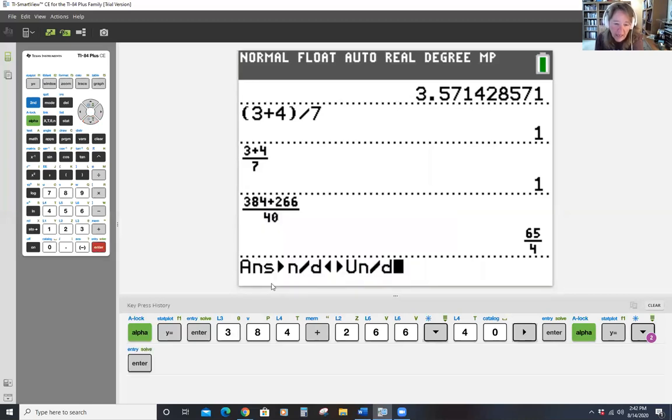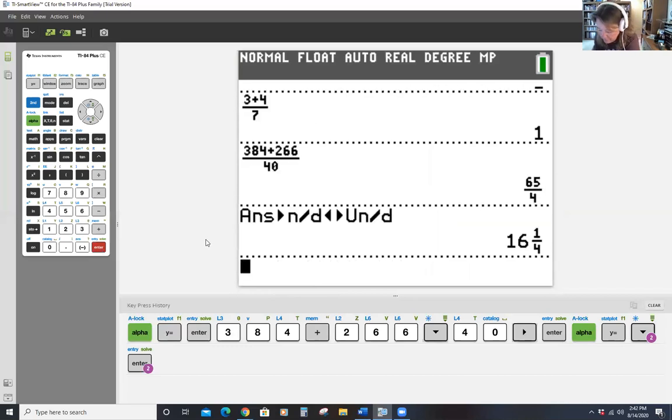And it's saying, hey, do you want to take your answer and change it from an improper fraction to a mixed number? And we do, so we hit enter again. And the answer is 16 1/4. So you can play around with that.